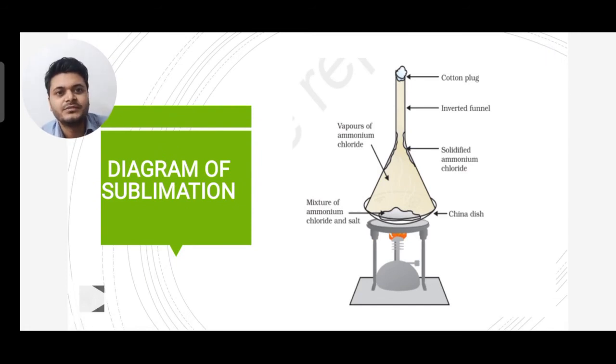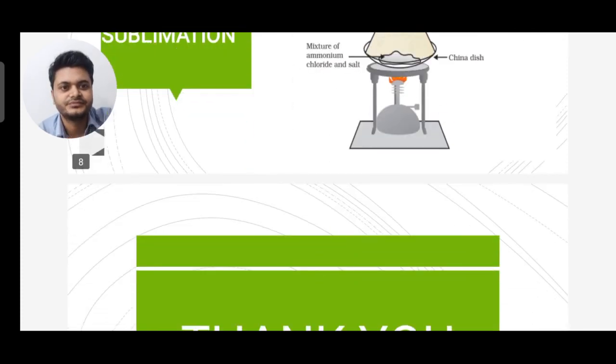So this is a diagram of sublimation. They have taken a tripod stand, then a china dish where a mixture of ammonium chloride and salt is there. Then an inverted funnel is taken, and the stem of the funnel is covered with a cotton plug, and then they have heated it. So this is the process of sublimation.